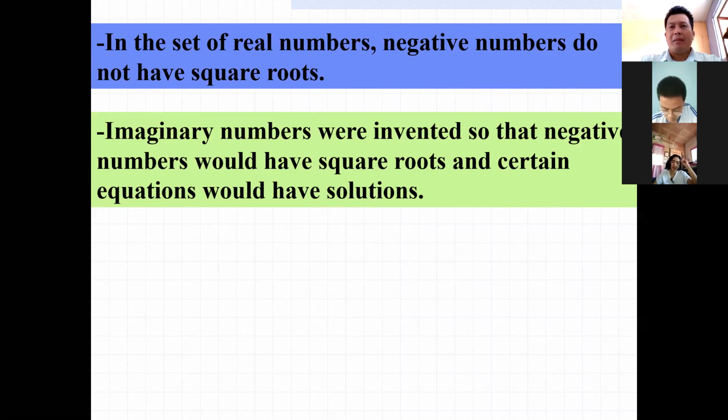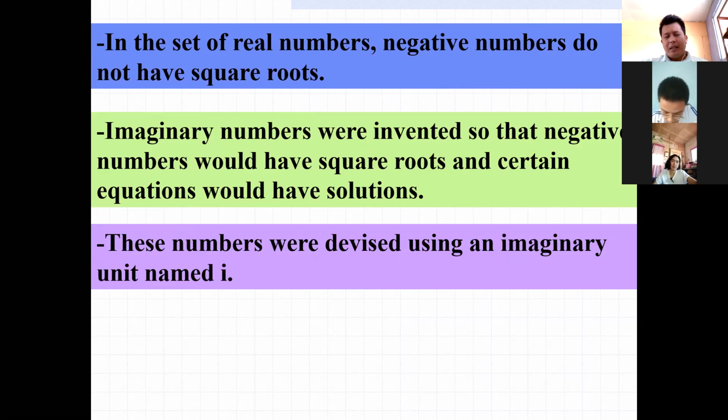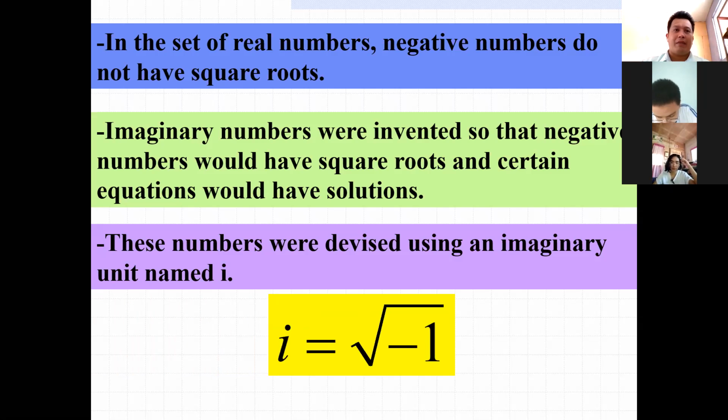And this imaginary number was then represented by the small letter italicized i. Any number with the small letter italicized i is an imaginary number, and they can be plotted in the complex plane. Imaginary numbers are the result when you get the square root of a negative value, especially negative 1.